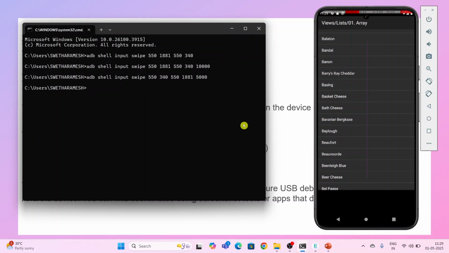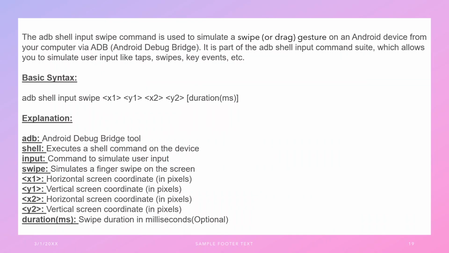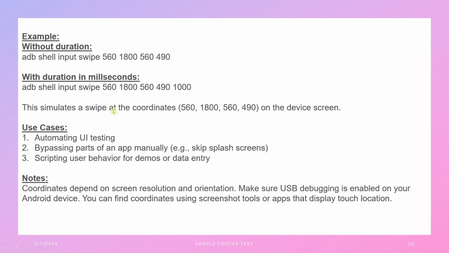Okay, and here the mandatory values are x1, y1, x2, y2. The swipe coordinates are mandatory, and duration is completely optional. Okay, and the use cases are automating UI testing, bypassing parts of an app manually, scripting user behavior for demos or data entry. So these are the use cases where we can use this command.